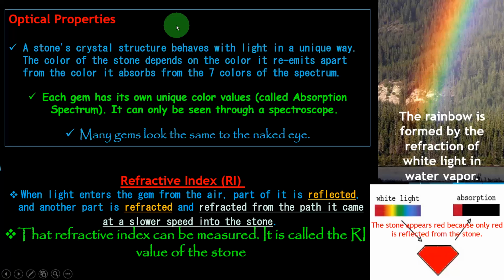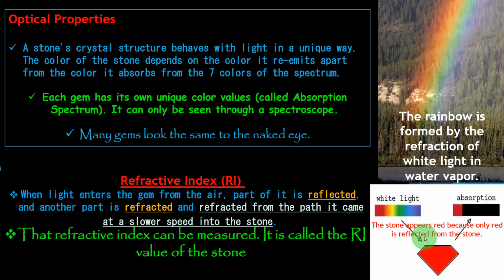Now, what are the optical properties here? See, optical properties. The stone's crystal structure behaves with light in a unique way. The color of the stone depends on the color it re-emits, apart from the color it absorbs from the 7 colors of the spectrum.